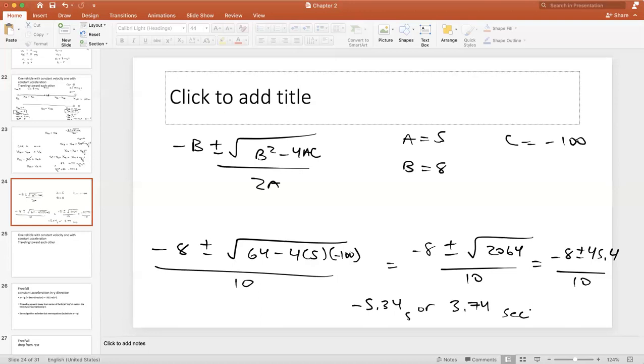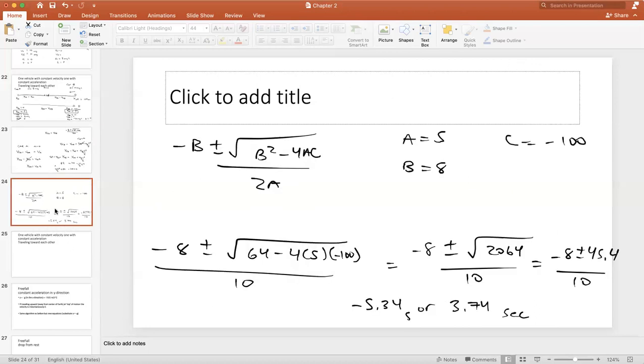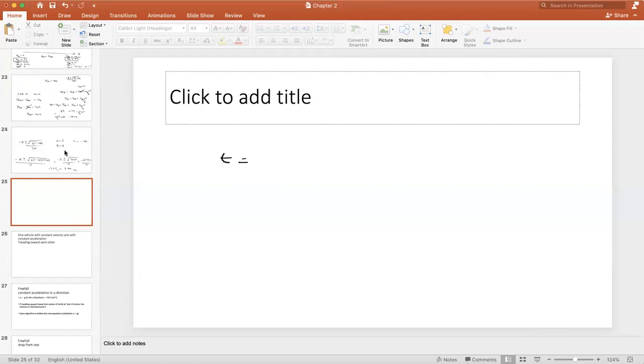Does negative time make sense? Remember, these are giving me my time. They're giving me the solution for t that makes this equation true. Negative time doesn't make sense, okay? And it's a weird problem based on the fact that it's a quadratic, that it has two solutions. So we have to choose the positive time. That the time is 3.74 seconds, and then we need x final of A and x final of B. And we'll just plug that back in.